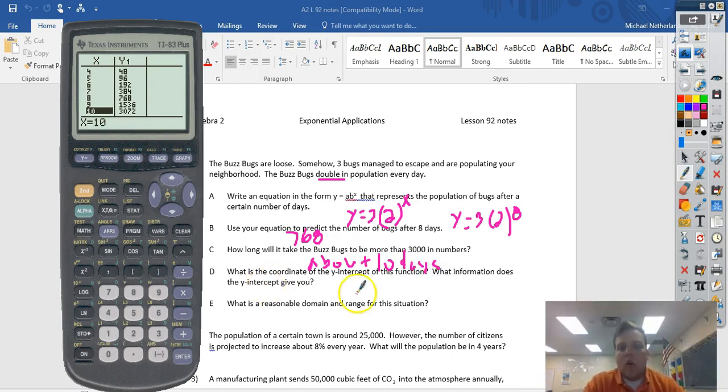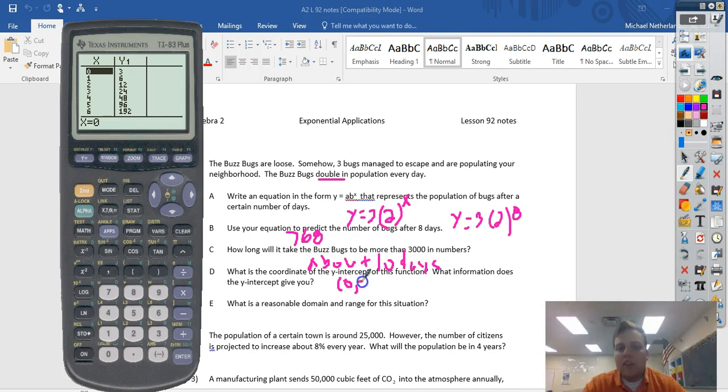Okay. What is the coordinate of the y-intercept of this function? What information does the y-intercept give you? Okay, so first off, what is the coordinate of the y-intercept? What does y-intercept mean? It's where I cross the y-axis. What do I know x is always when I cross the y-axis? 0, that's right. So this question is basically saying, what is the value you get when x is 0? We already have the table pulled up, so let's scroll up. When x is 0, what is y? 3. So the coordinate of the y-intercept is 0, 3.